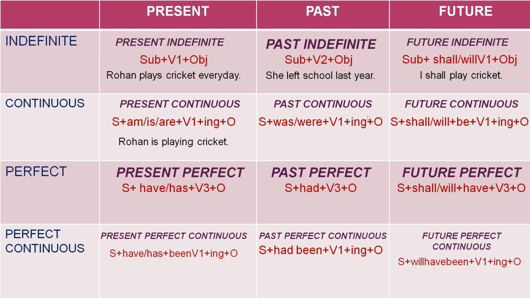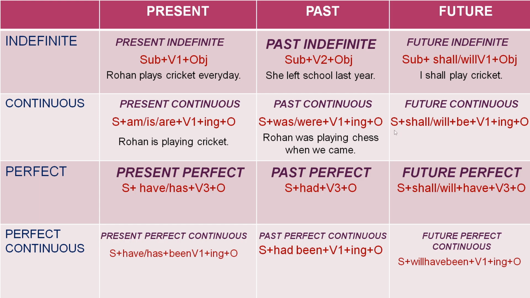Next one is past continuous. The rule is subject plus was or were, then V1 plus ing plus object. The sentence will be, Rohan was playing chess when we came. Rohan is the subject, was is the helping verb, V1 plus ing, the main verb, that means playing, chess when we came, that is the object part.